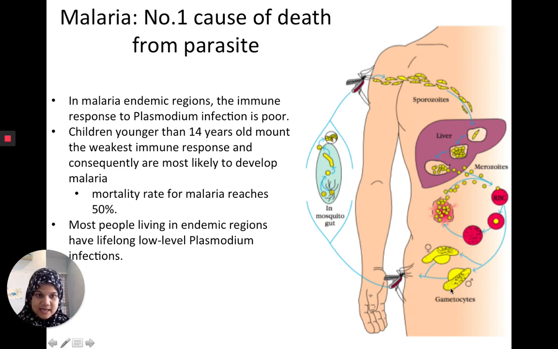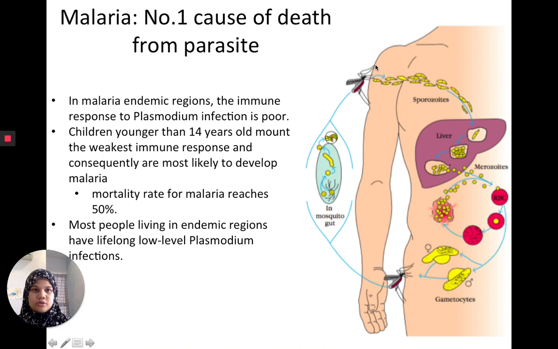And then it changes again into gametocytes. This is what will produce more offspring that the mosquito will then pick up and spread to another person. So if you remember from my previous lecture about vaccines, for malaria, the vaccine is to stop this part. It's not about protecting this individual, it's protecting the next person. So it's a slightly different form of vaccine.